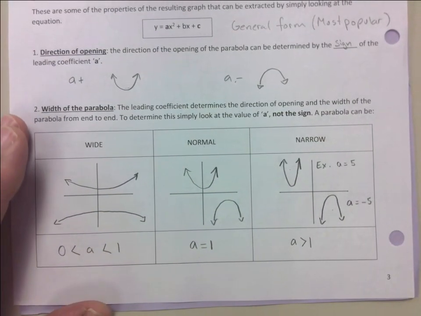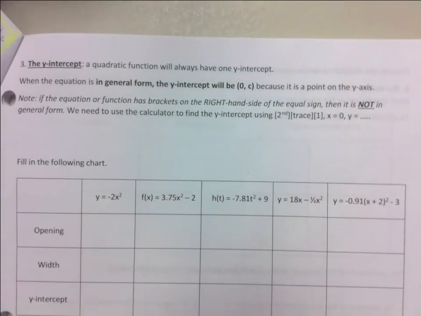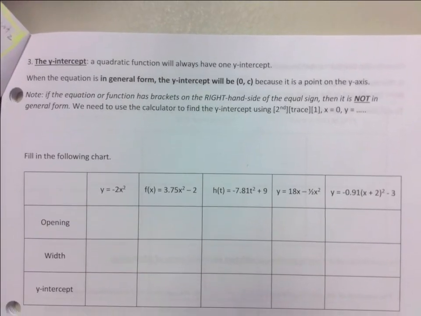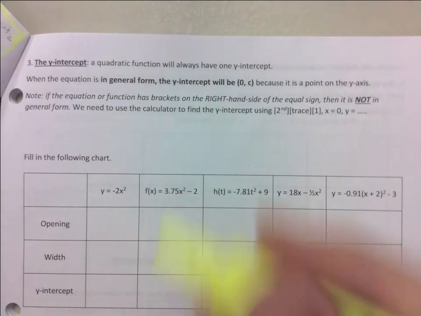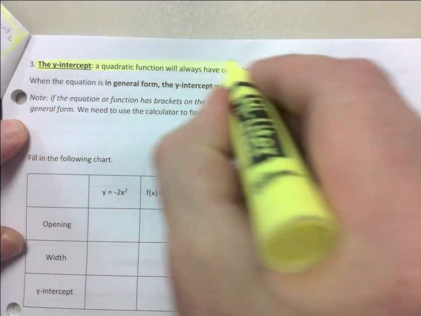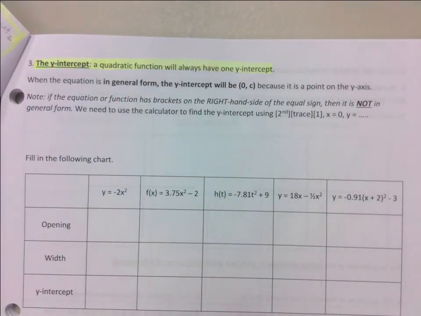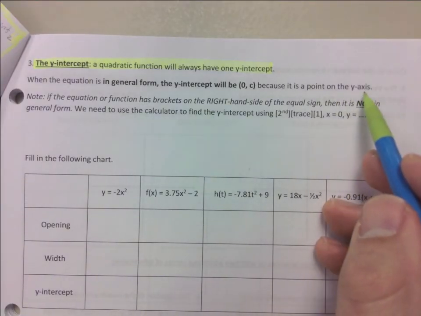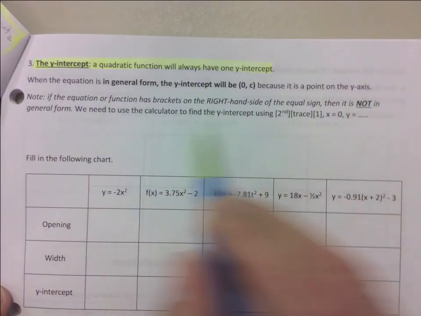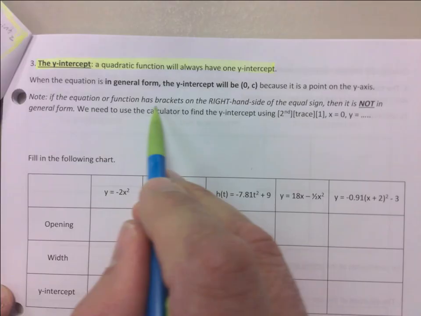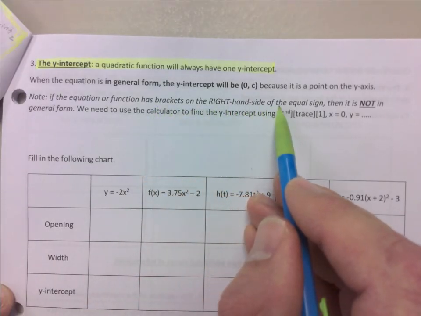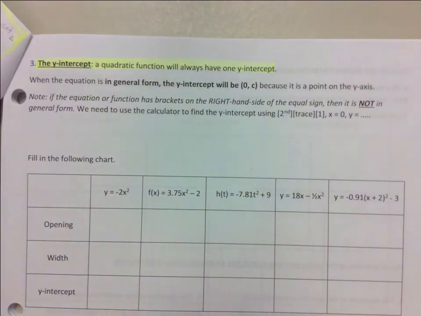Let's keep going. A quadratic function will always have a y-intercept. You can actually highlight that, that's probably important. When the equation is in general form, the y-intercept will be (0, c) because it is a point on the y-axis. If the equation of a function has brackets to the right-hand side of the equal sign, then it is not in general form. So I will say that.